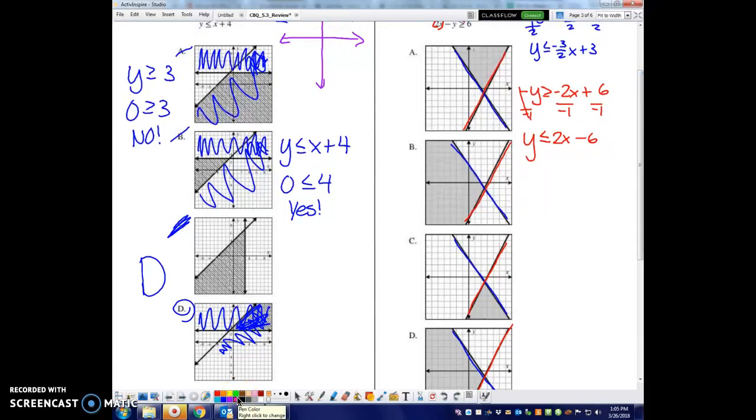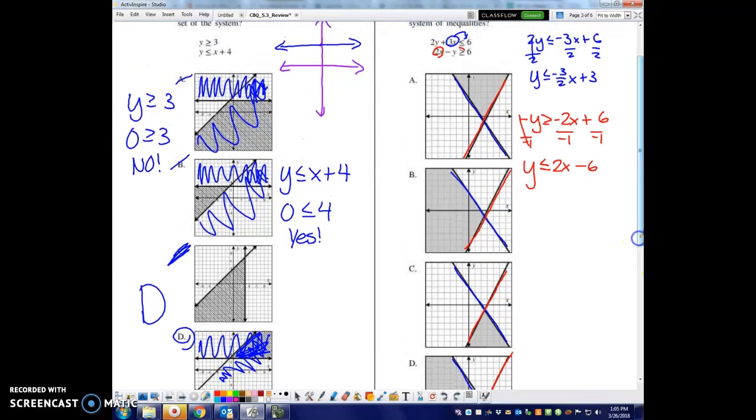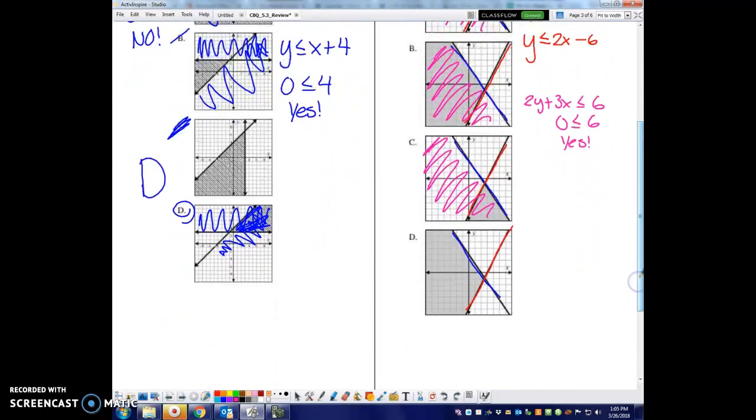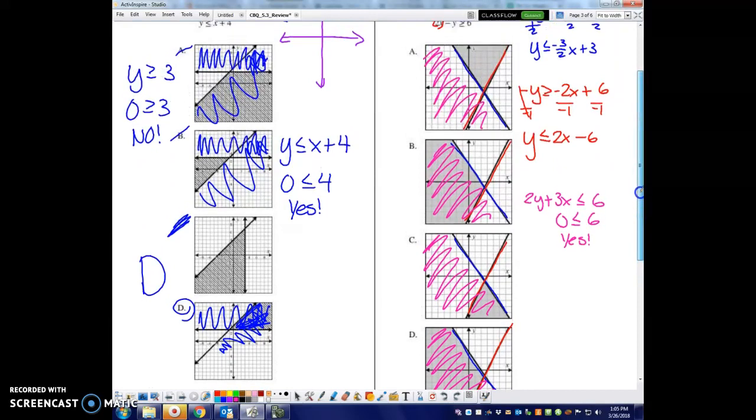So we take that point 0, 0. We're going to use the top equation first. So 2y plus 3x less than or equal to 6. So that's 0 is less than or equal to 6. Is 0 less than or equal to 6? Yes, it is. So that first line, the blue line, has to include 0, 0. Okay, now let's test the next one.